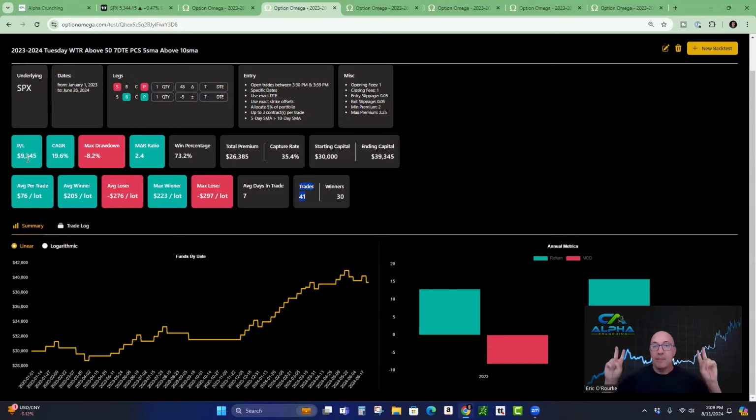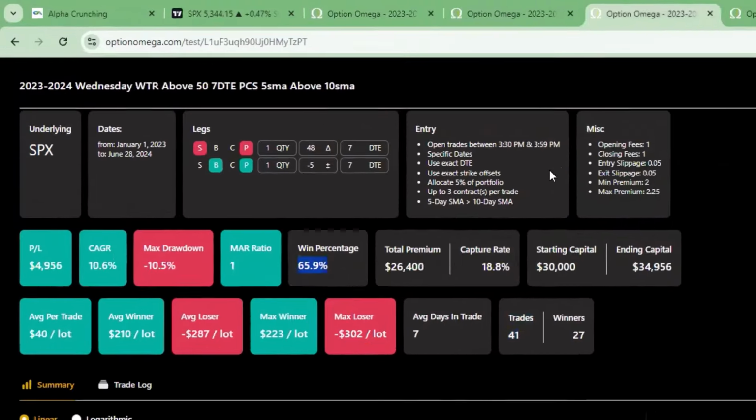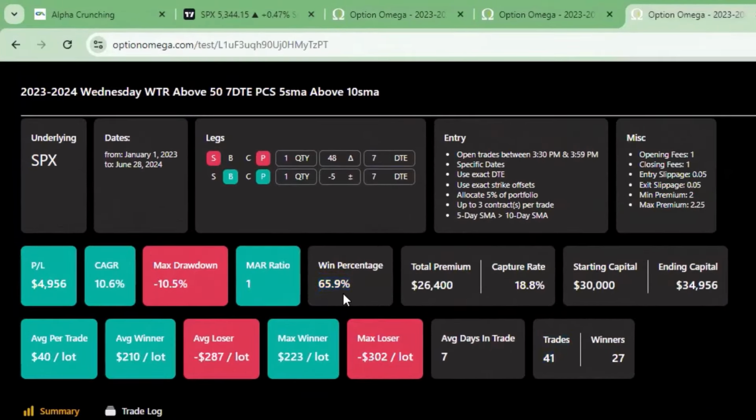Even if you have the best one that makes the most money, if you have a low frequency, it doesn't mean you're going to make a lot of money. So you still want to factor in how many trades you want to do and how many trades you could actually handle. So let's move on and look at Wednesday. And Wednesday was probably, I think, the worst day.